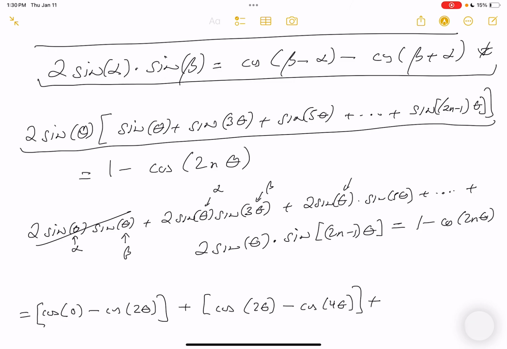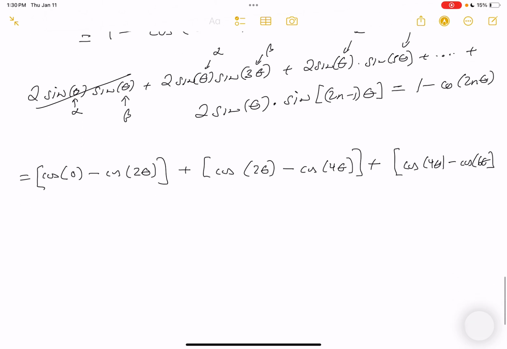Plus. This is alpha. That's beta. Now I'm starting to see a pattern here, but I'm still going to write it down for you. It's going to be cosine. Well, that's going to be 5 minus 1, which is 4 theta. This is what's known as a telescoping series, by the way. Then minus the cosine of 5 plus 1, which is going to be 6 theta. And this marches along, plus, dot, dot, dot, plus.